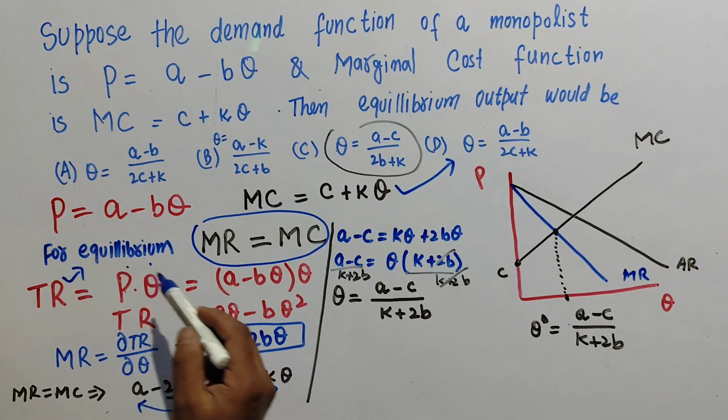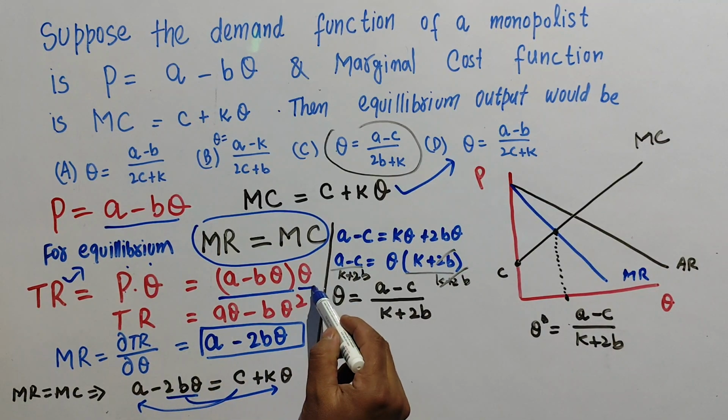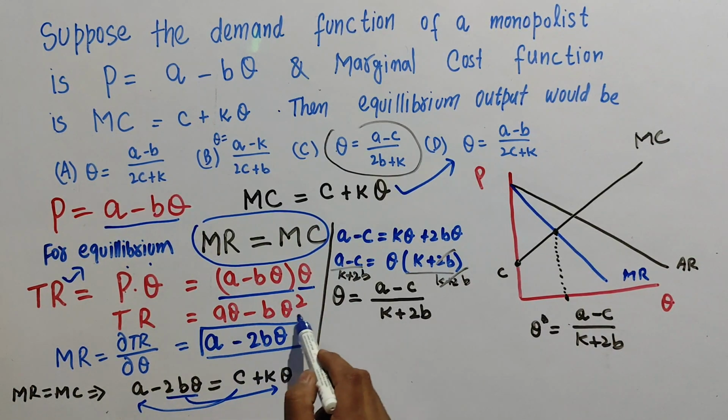P is this A − BQ. So in place of P, I write A − BQ, and to this we multiply the output, which is Q. So total revenue is equal to AQ − BQ².